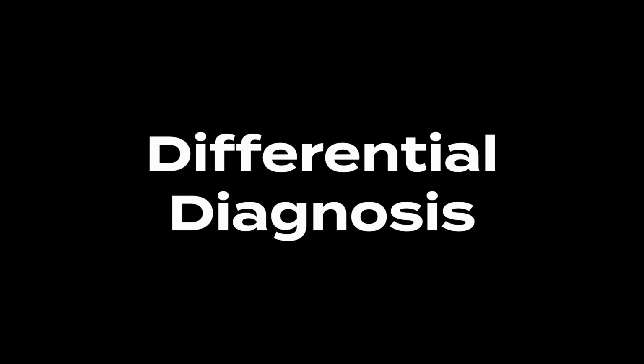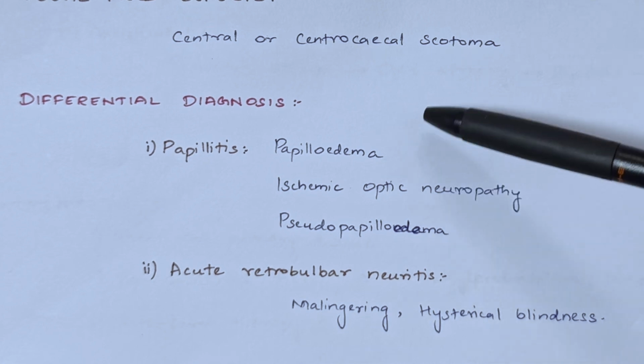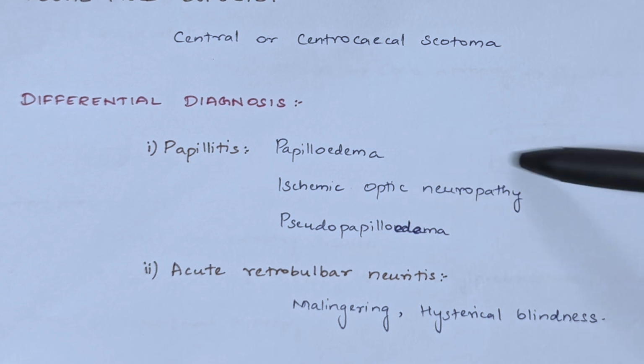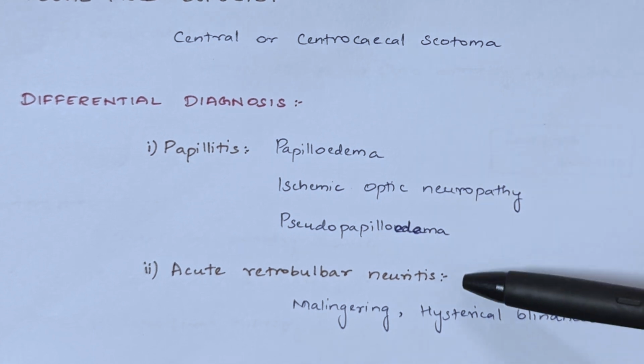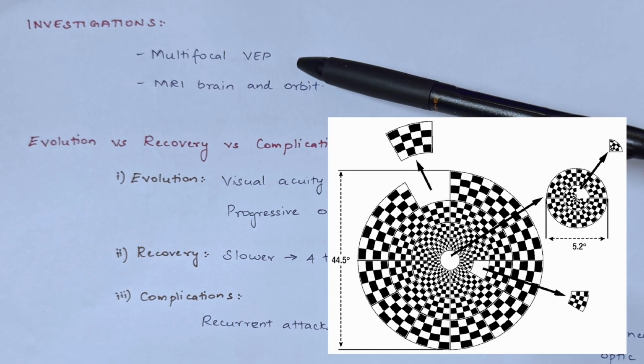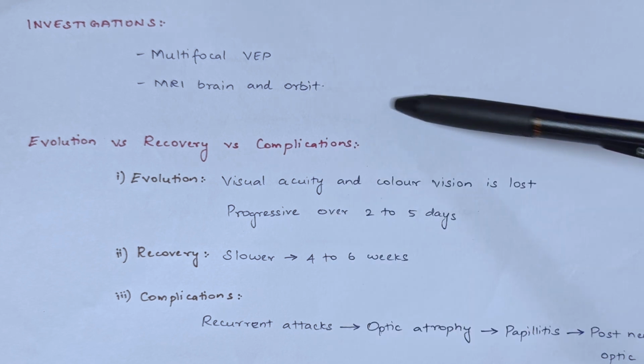Differential diagnosis: it can be papillitis or acute retrobulbar neuritis. In papillitis, there will be papilloedema, ischemic optic neuropathy, pseudopapilloedema. In acute retrobulbar neuritis, it is malingering and hysterical blindness can be seen. Investigations: multifocal VEP or visual evoked potential, MRI of brain and orbit.